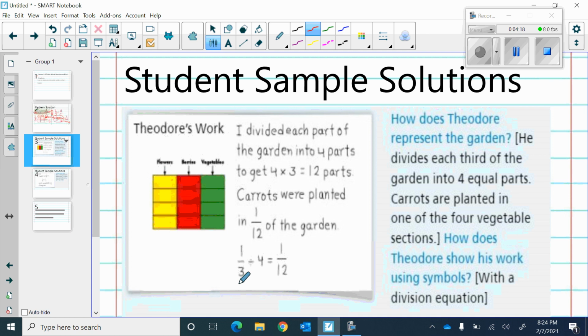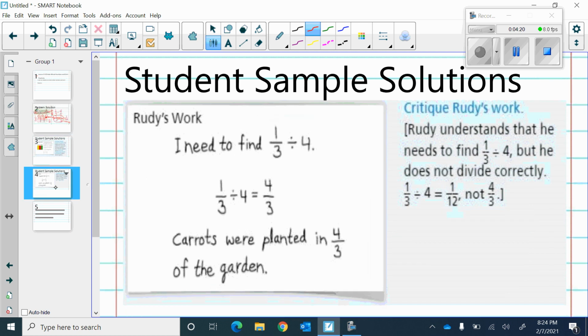So go Theodore. Now we have Rudy, and Rudy says I need to find 1/3 divided by 4. She's correct there. But what did Rudy forget to do? Well, if you notice, she didn't reciprocate the second number. That's a no-no. So therefore, she got the wrong answer.